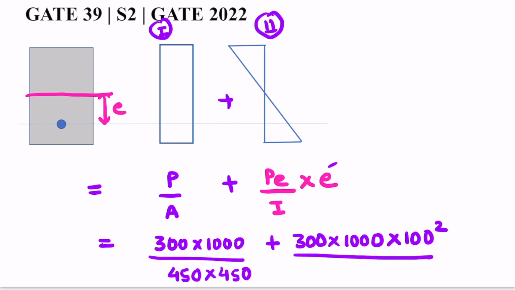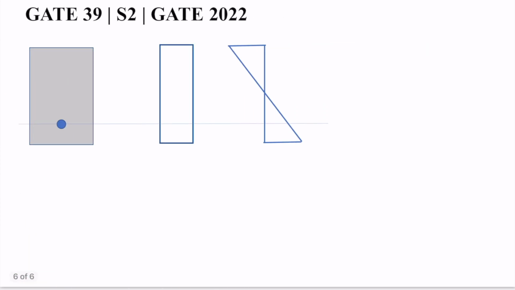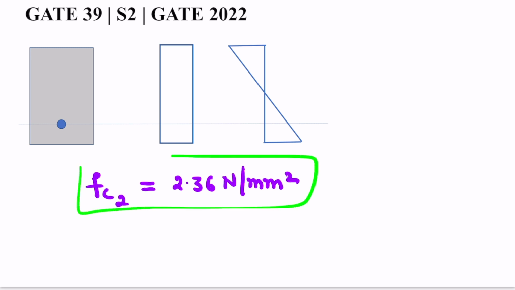What is the value of I? I for a rectangular cross section is BD cube by 12, where B is 450 here. Depth is also 450 divided by 12. So solving it, we get the value of Fc for second wire as 2.36 Newton per mm square.